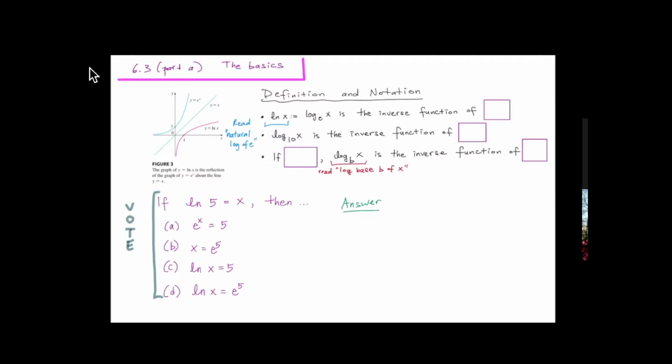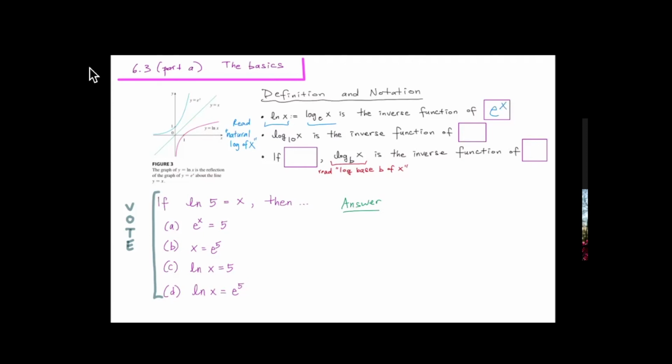Here I have the graph of y equals e to the x. We can draw the graph of its inverse function by taking the line y equals x and reflecting the original graph. This inverse function is denoted by ln x. You can also read it as natural log of x, or log base e of x. So this is the inverse function of e to the x.